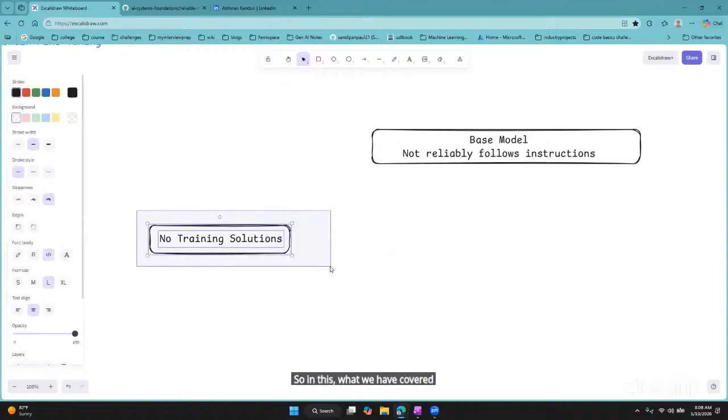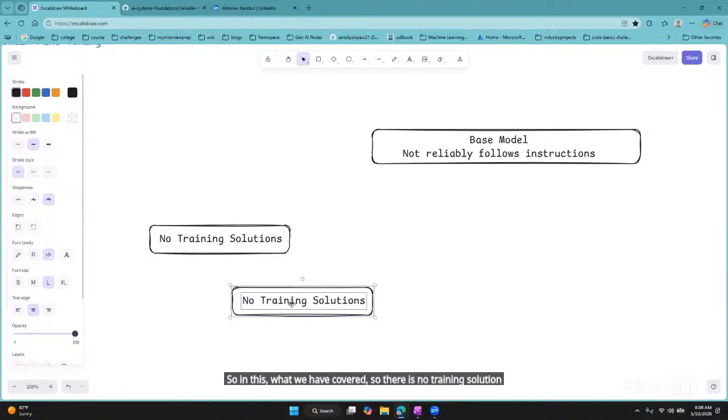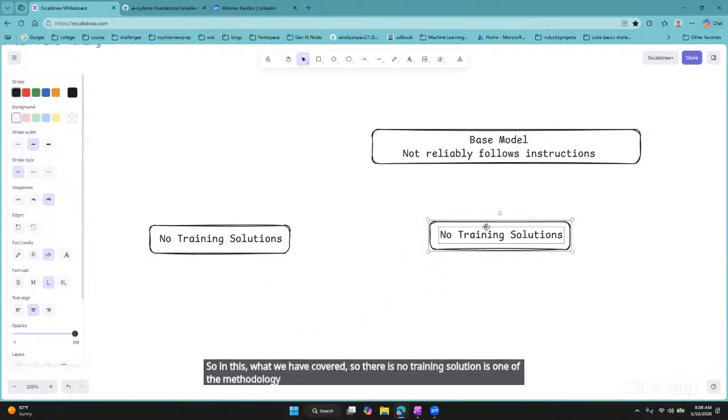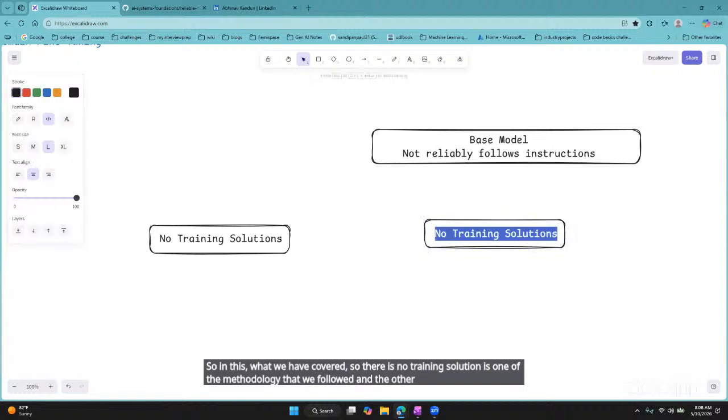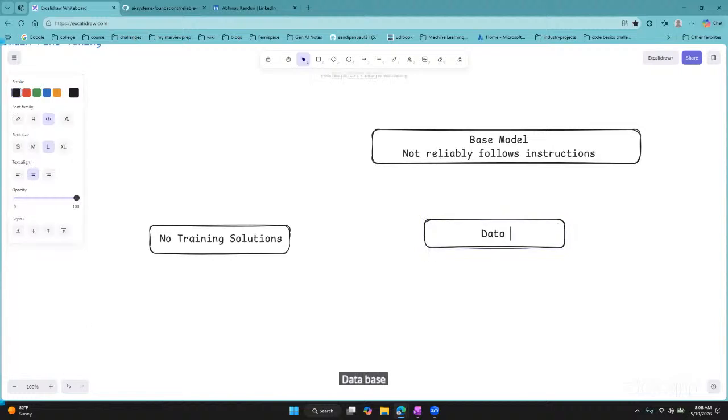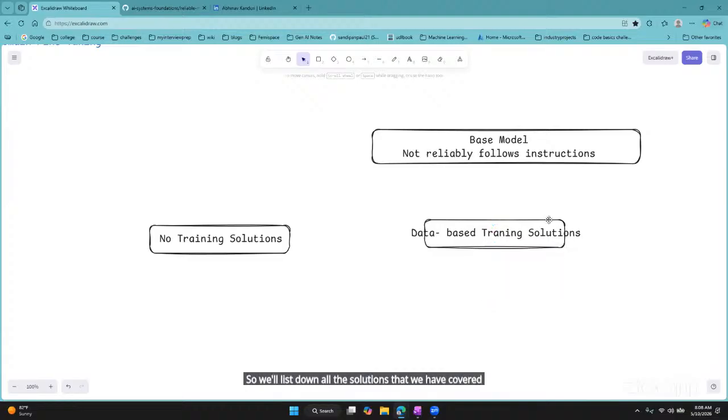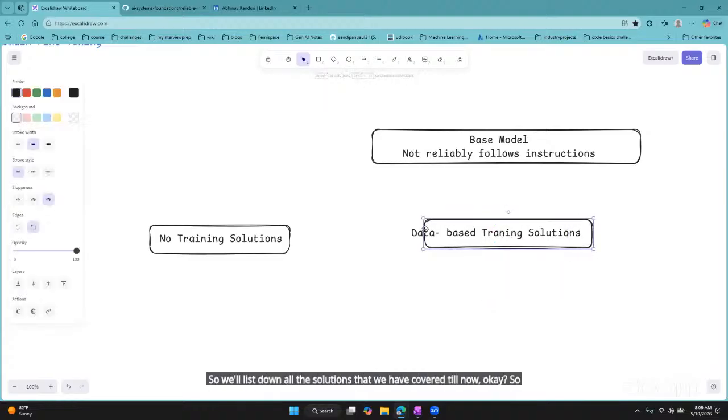One methodology we followed is the no-training solution, and the other one is data-based training solutions. We'll list down all the solutions that we have covered till now. So, data-based training solutions.